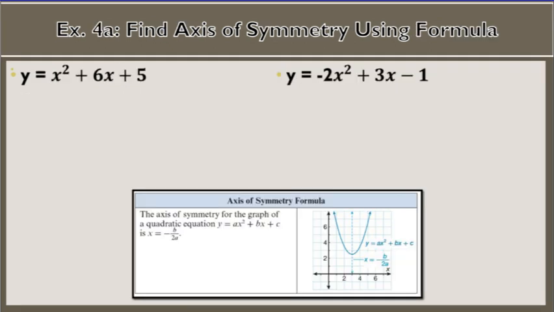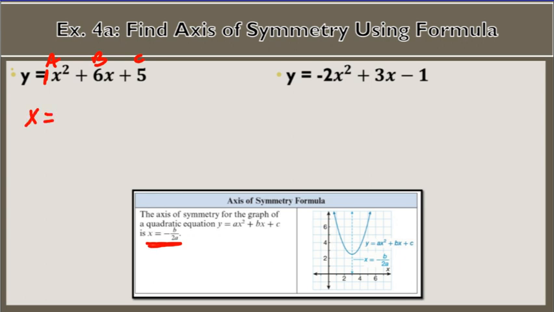Next, find the axis of symmetry using the formula. The formula for the axis of symmetry is x equaling negative b divided by 2a. And how do we know what to put in for each variable? This is your a, this is your b, this is your c. Remember, it's always the coefficients that we're looking at.